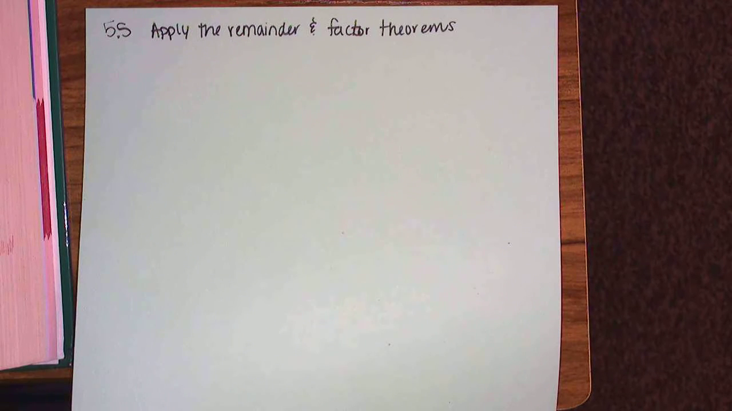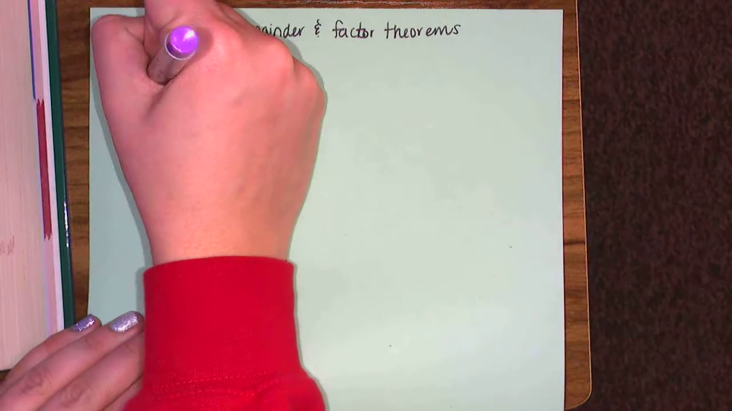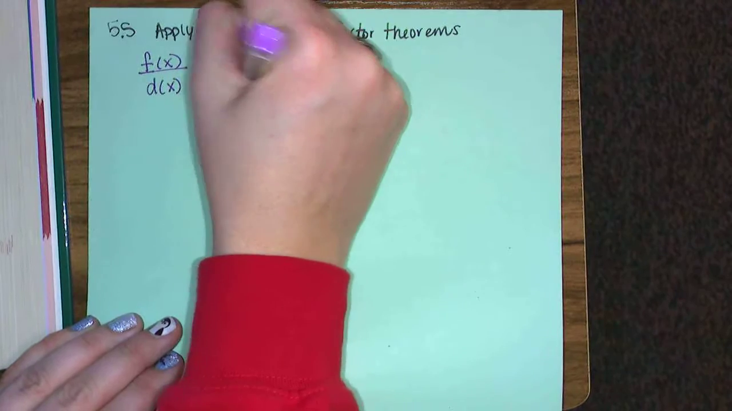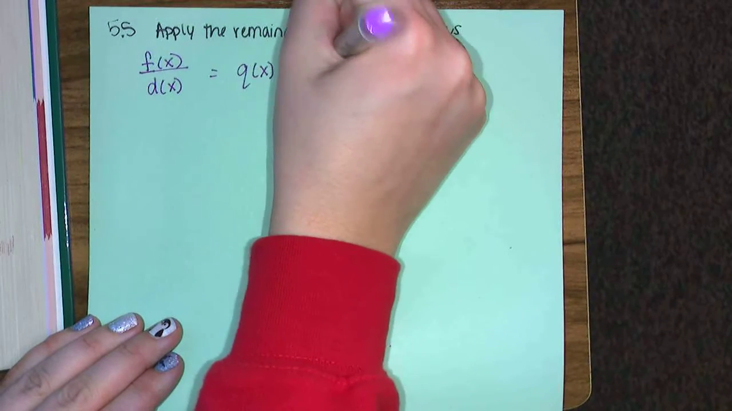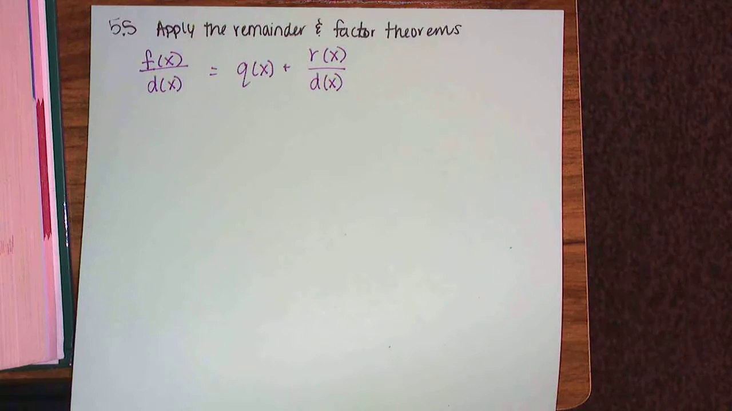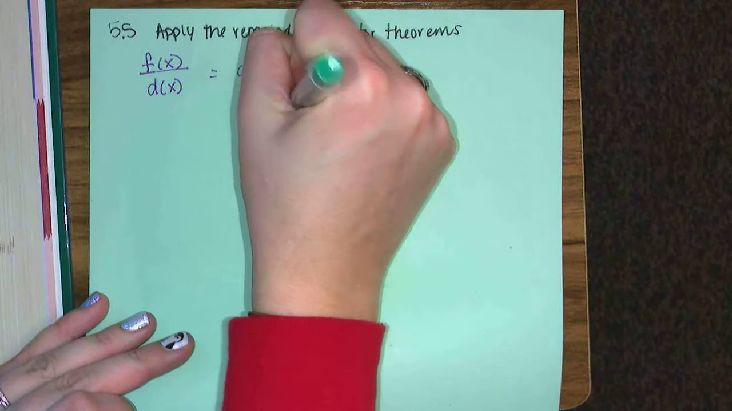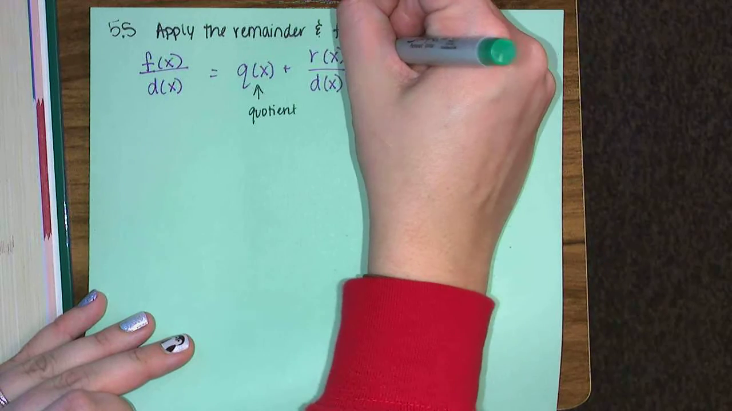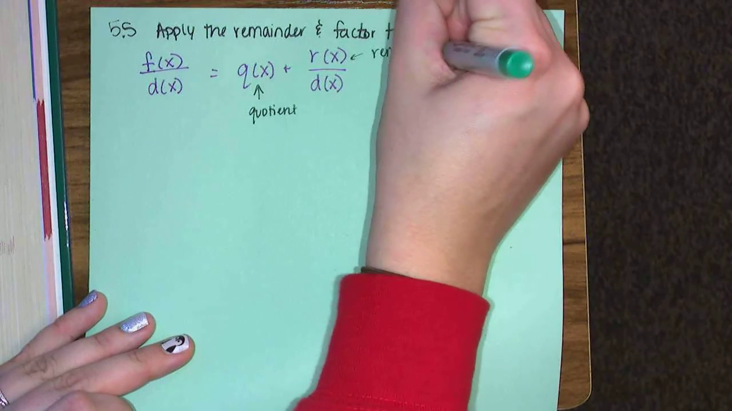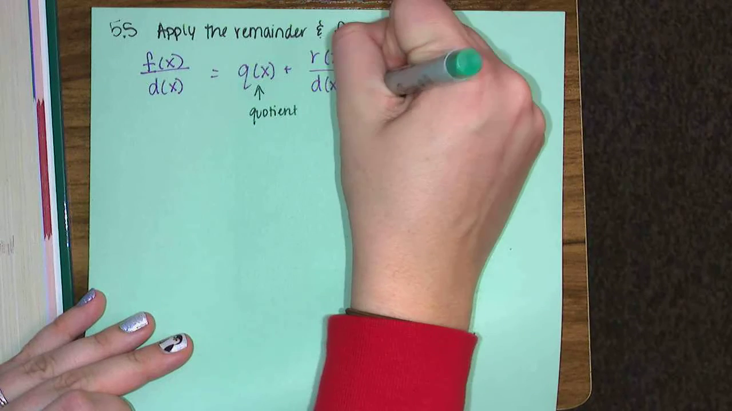So we have something of the form f of x over d of x is equal to q of x plus r of x over d of x. Okay, so q of x is the quotient, r of x is the remainder, and d of x, okay, that's obviously over here as well, but d of x is the divisor.